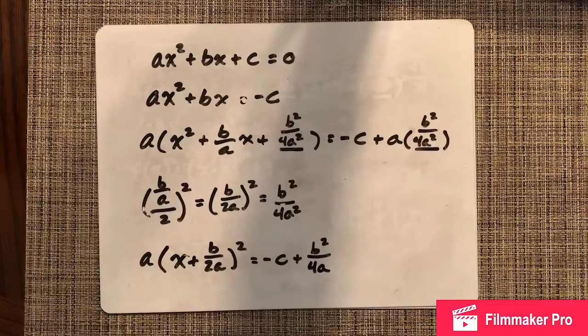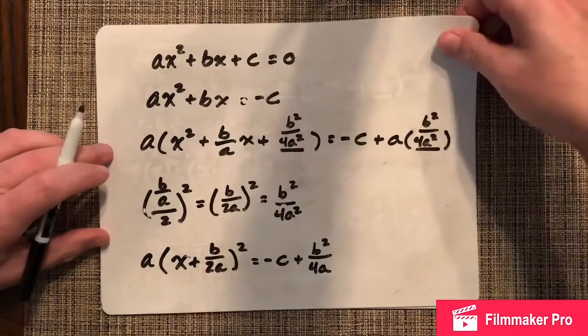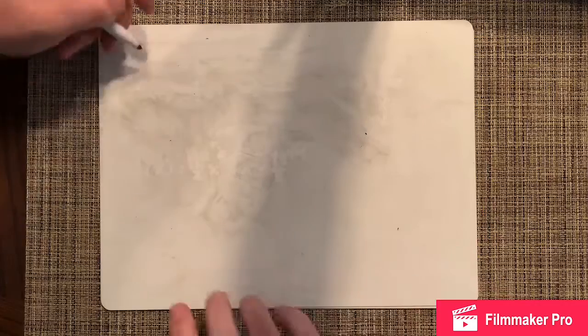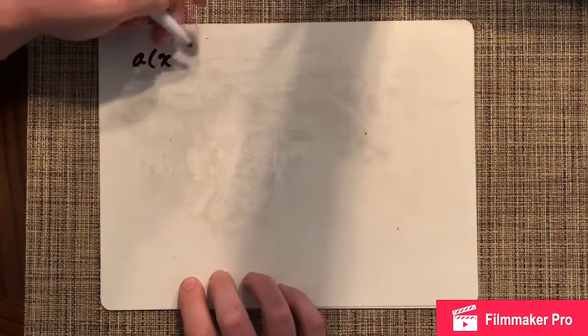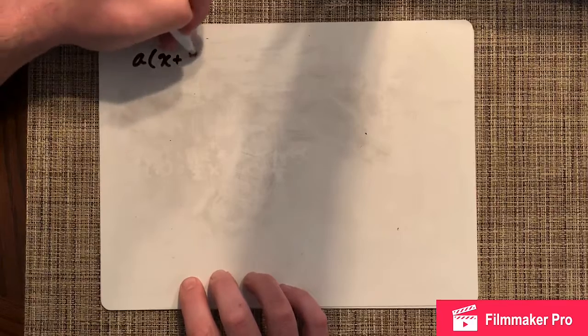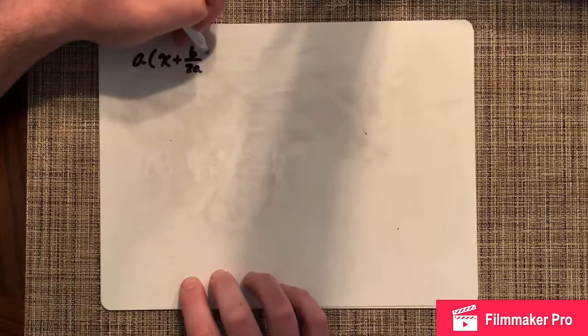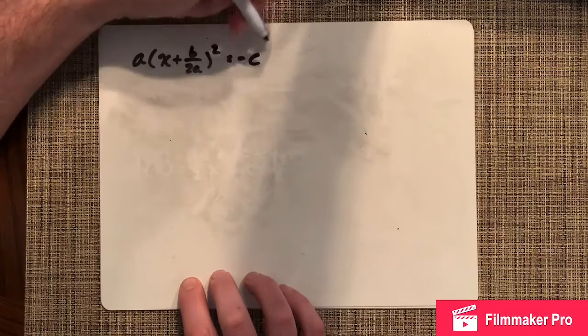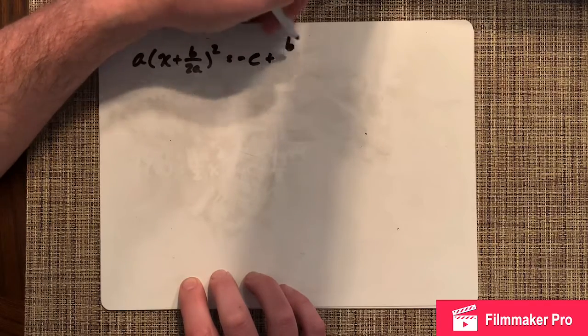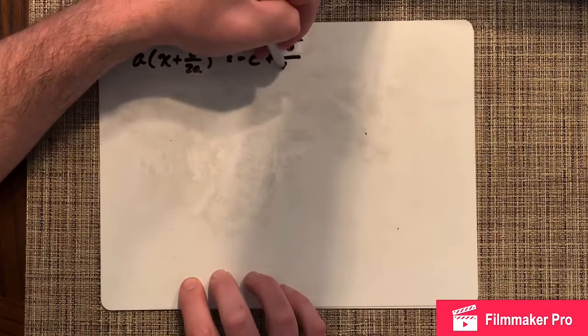Okay, now that I'm going to hang on to because I've run out of room. So I want a times x plus b over 2a squared equals negative c plus b squared over 4a.